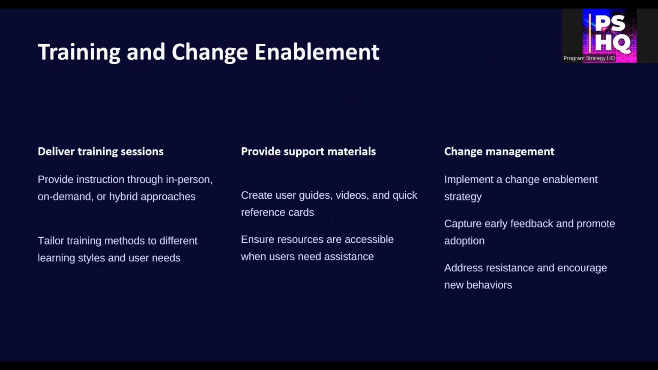Training and adoption are critical at this stage. Deliver training using a mix of in-person, on-demand, or hybrid models. Support this with user guides, quick reference cards, and training videos. Embed a change enablement strategy. Communicate clearly, gather feedback, and help users transition confidently into the new system.